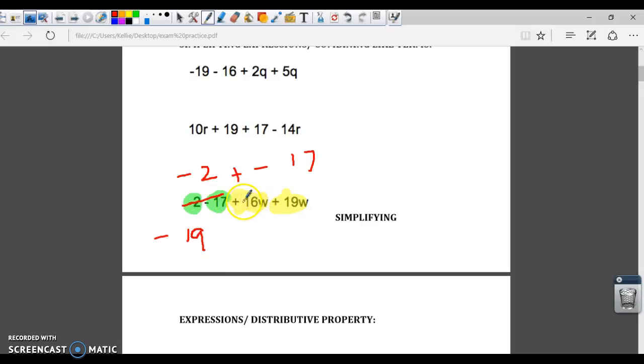So now I have a positive 16W and a positive 19W. When we have a positive and a positive, all you have to do is add them together. So 16 plus 19 gives me 35. It's a positive 35, and then I'm going to add on my W. So that's it for that one when we go to simplifying, combining like terms. This answer is negative 19 plus 35W.